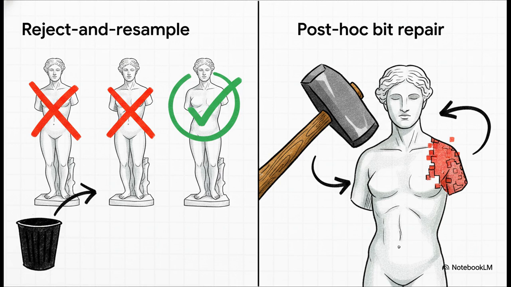Or with post-hoc bit repair, you can literally just force the wrong parts to be correct after the fact. It guarantees you meet the rule, but you definitely risk making the final sculpture look a little, well, glued together. It's a classic trade-off, precision over plausibility.